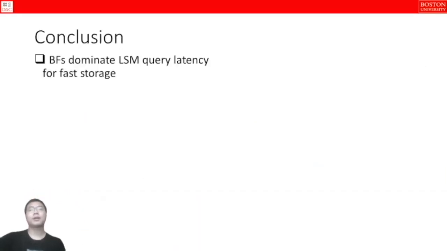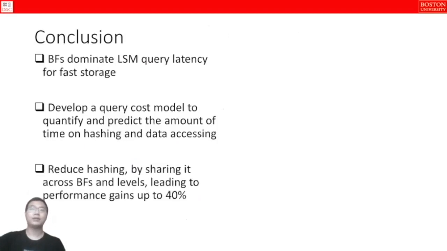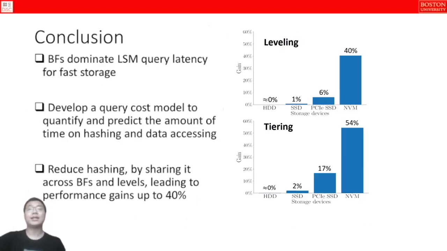To sum up, in this work, first, we observe Bloom filters dominate LSM-Tree query performance for fast storage. Second, we develop a query cost model to quantify and predict the amount of time spent on hashing and data accessing. Finally, we reduce hashing by sharing it across Bloom filters and levels, leading to performance gains up to 40%. And it is worth mentioning that for a tiered layout of LSM-Tree, we have higher gain using hash sharing.